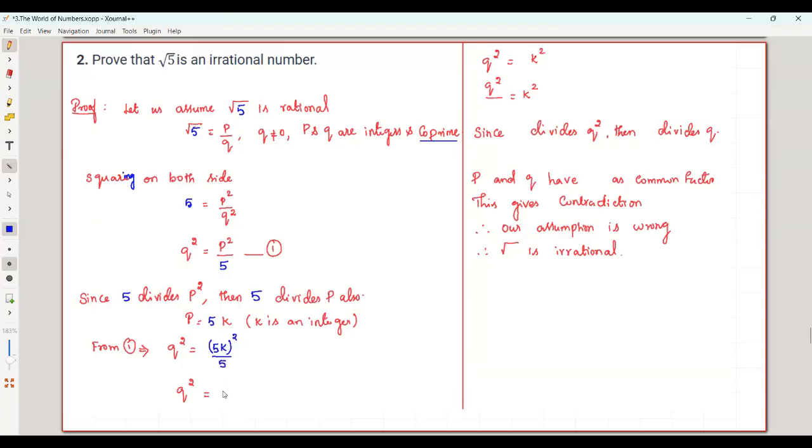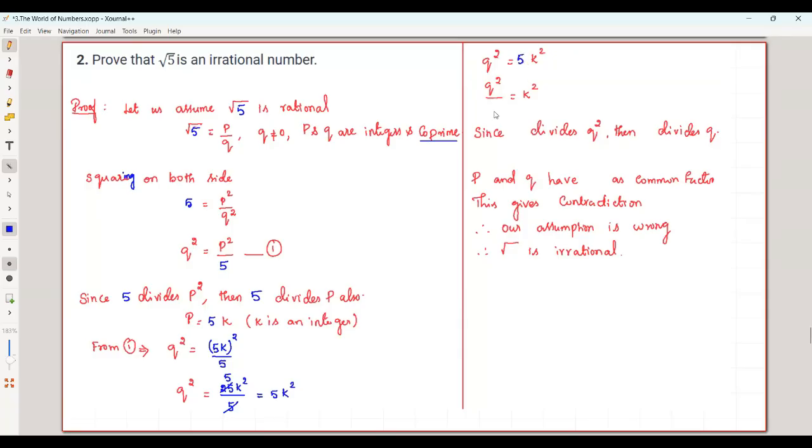Now 5 square is 25. k square divided by 5 square, so here divided by 5. Now we can cancel: 1 5 is 5, 5 5s are 25. So I'm just getting the balance as 5k square. So q square is equal to 5k square.